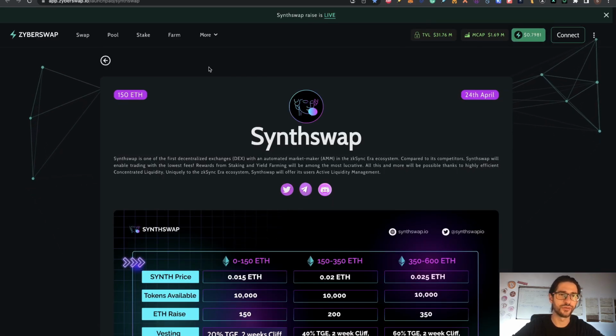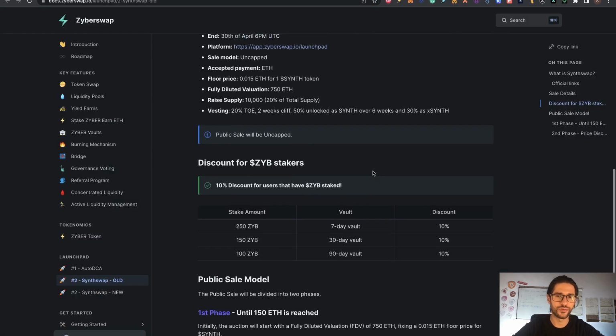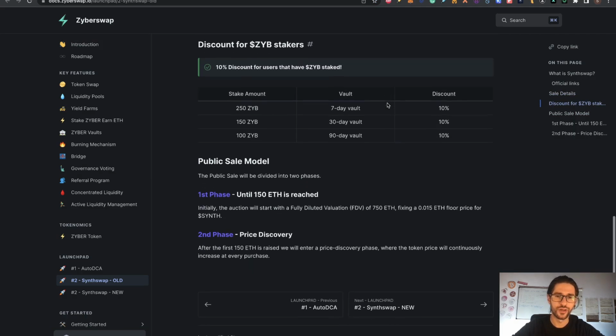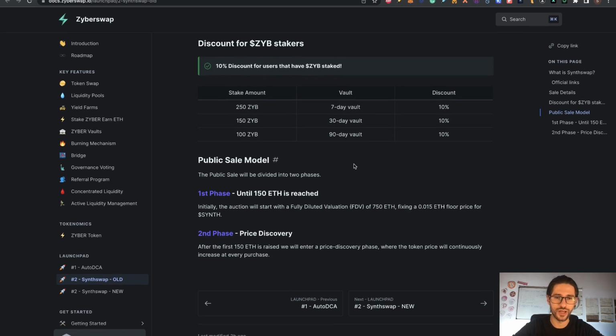The pre-sale is on app.zyberswap.io. On the launchpad you will find SynthSwap. And as you can see here in the ZyberSwap documentation about SynthSwap, if you staked some SIV in the past days, you would get a 10% discount for the pre-sale. That is already finished, so you cannot do that.